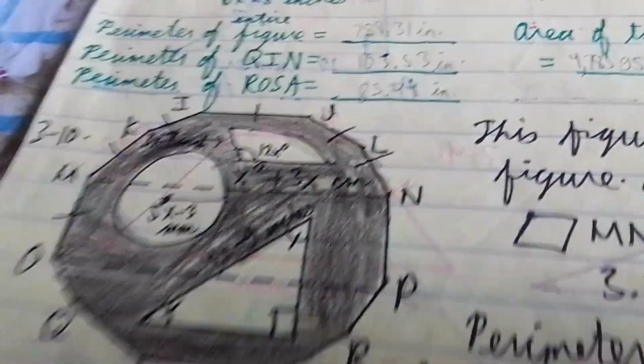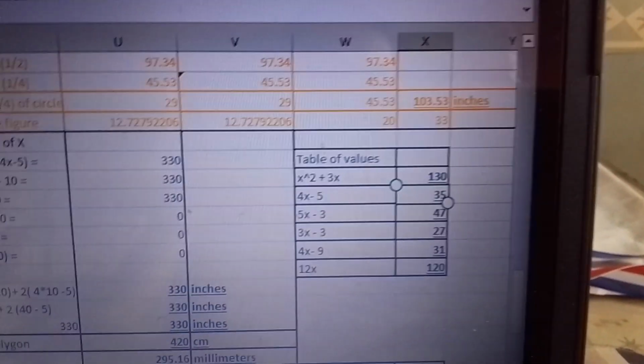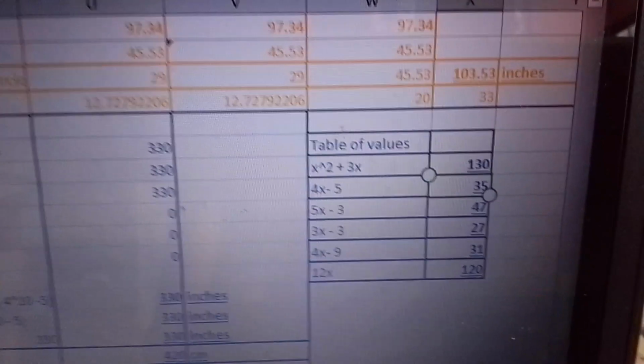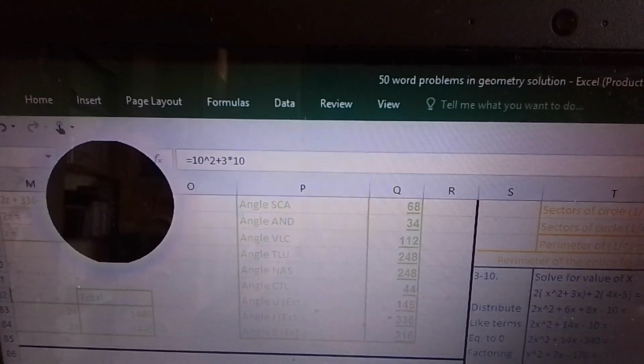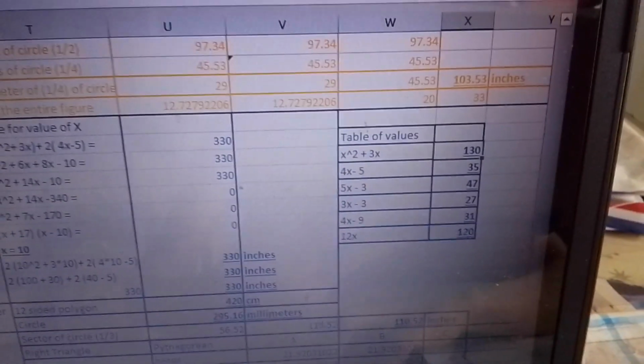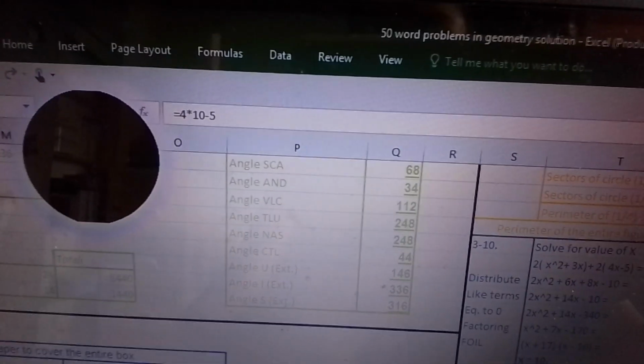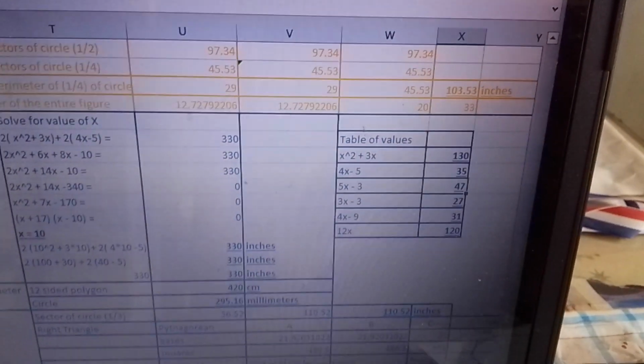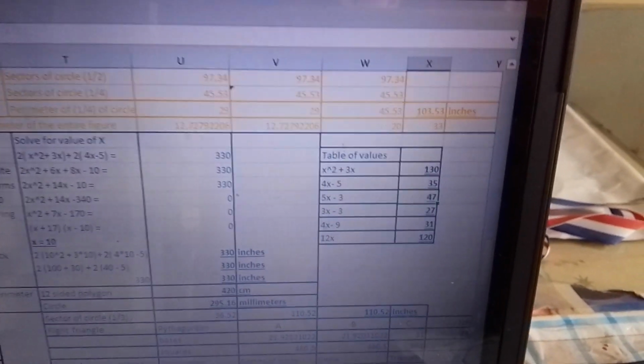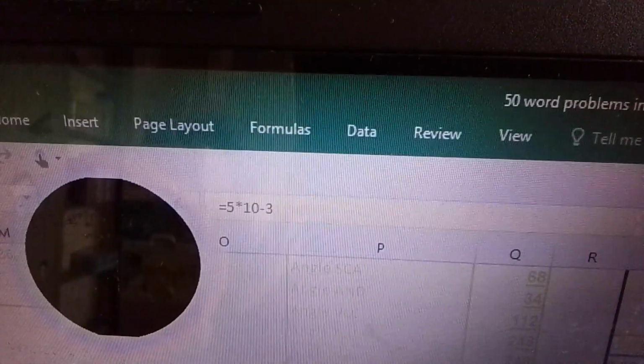Let's go to the table of values. In plugging this into our table of values, we should get x squared plus 3x is 130. That's how we get the answer. Then the second one, 4x minus 5, what we did with the formula was 4 times 10 minus 5. Very good. 5x minus 3 pertains to the circle. 5 times 10 is 50, minus 3 is 47. Just like the formula that I put up there.